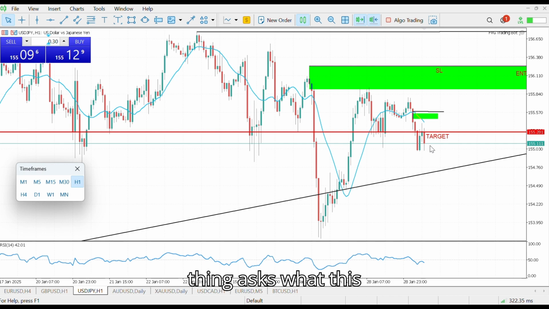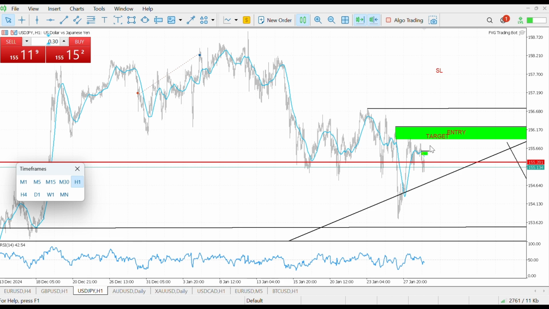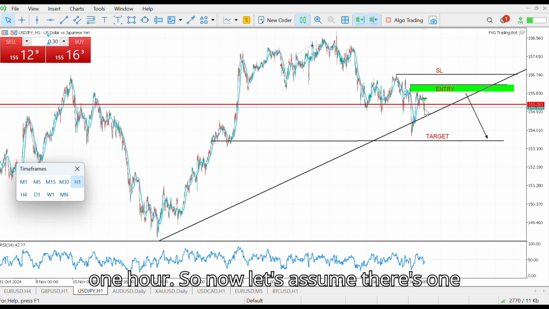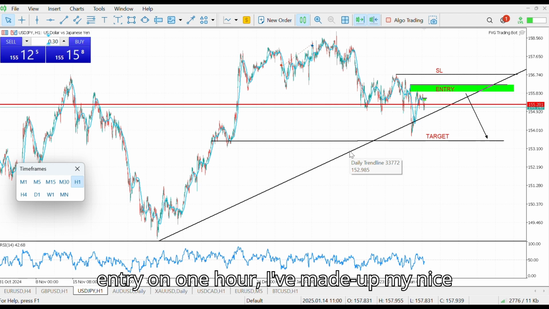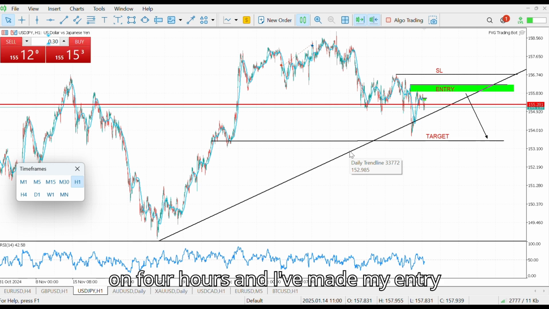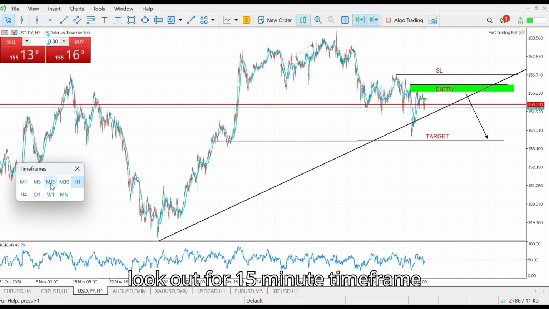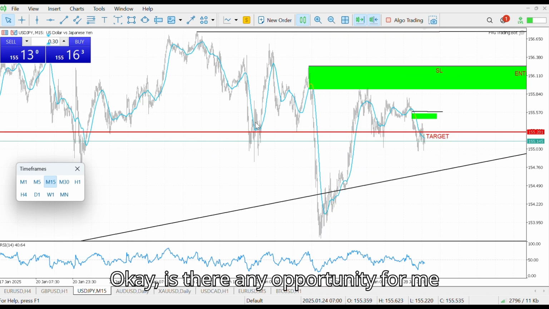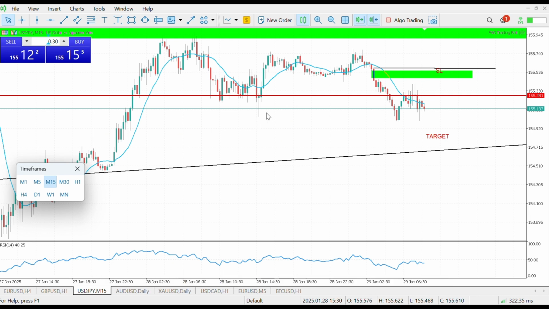Now, this analysis we make on 4 hours aligns with that of 1 hour. So let's assume, in case I've missed my entry, I make my analysis on 4 hours and I've made my entry points on 1 hour. So I look out for the 15-minute time frame to make one last check. Is there any opportunity for me that I can use to take this trade?